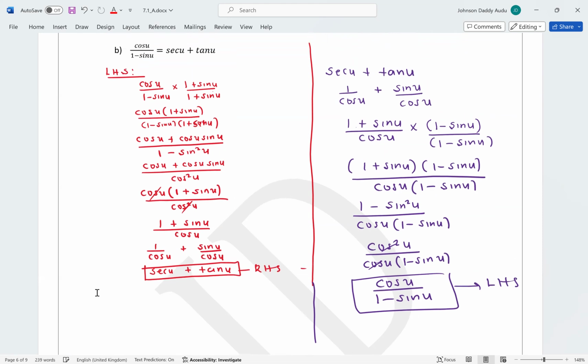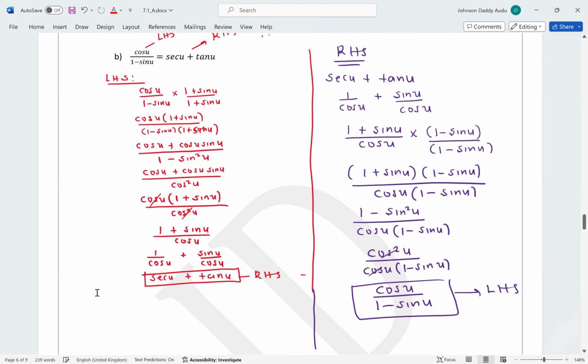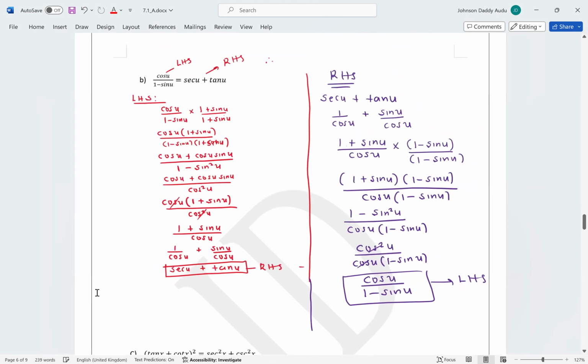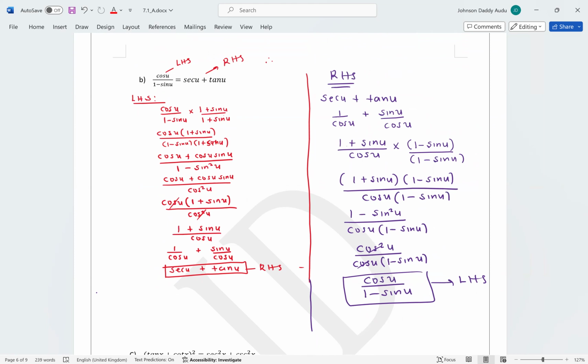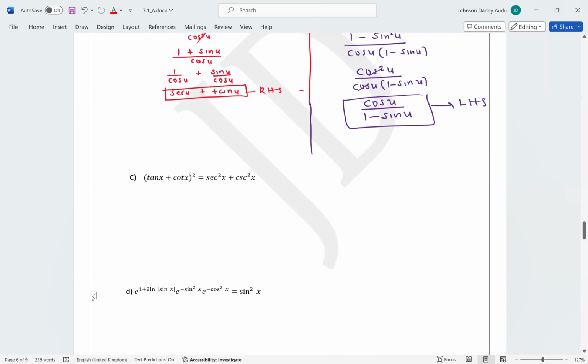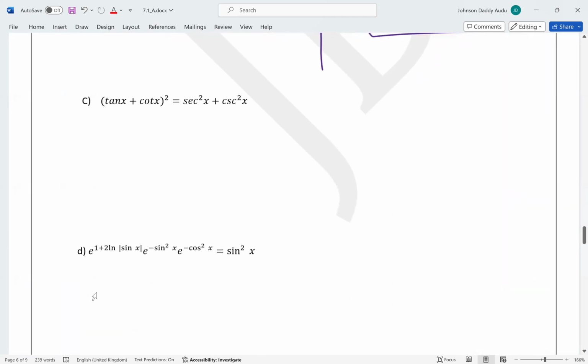But if you look at it, I think taking the left-hand side and showing it equals the right-hand side is easier than using the right-hand side. Because using the right-hand side, when we got here, we had to rationalize, now with the conjugate of the numerator. But it's okay, either way, it's fine. So let's go to this one.